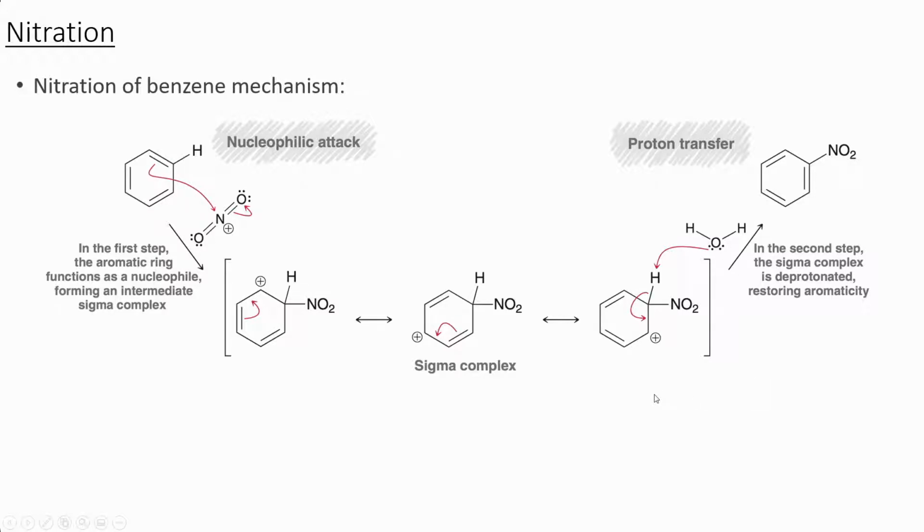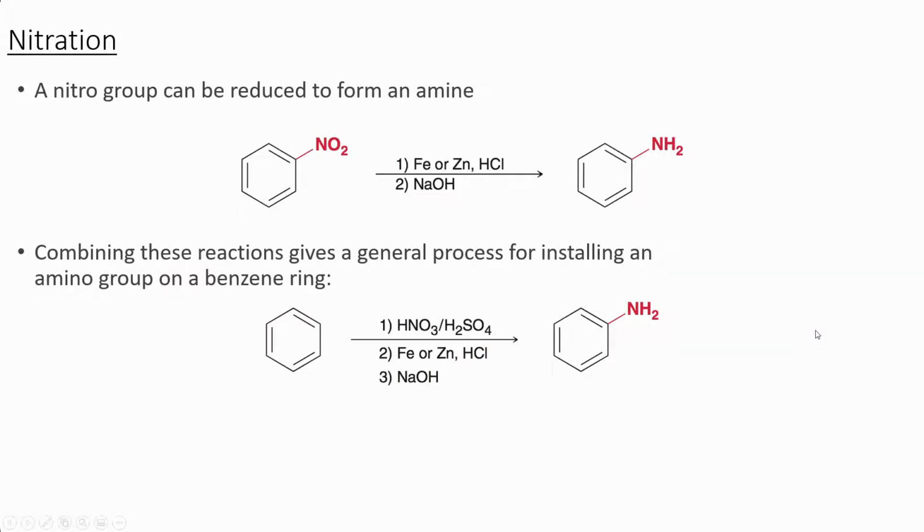So looking at the full mechanism for this reaction, once we've formed our nitronium ion, nucleophilic attack occurs, sigma complex intermediate is formed, which is then deprotonated, resulting in reformation of aromaticity. We can then also use reduction conditions to form an amine.